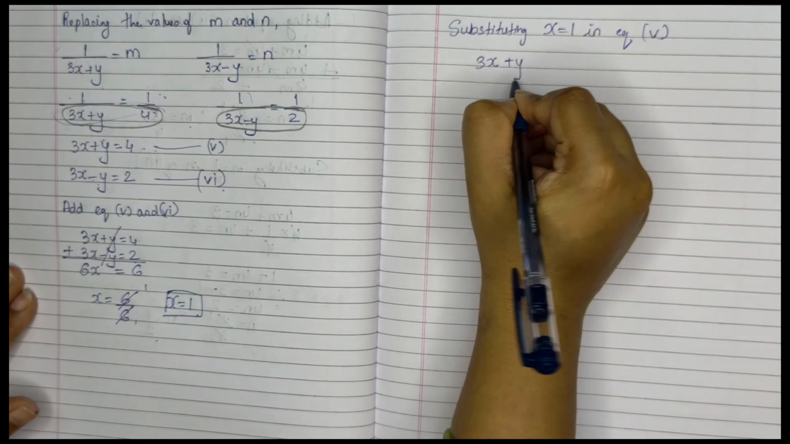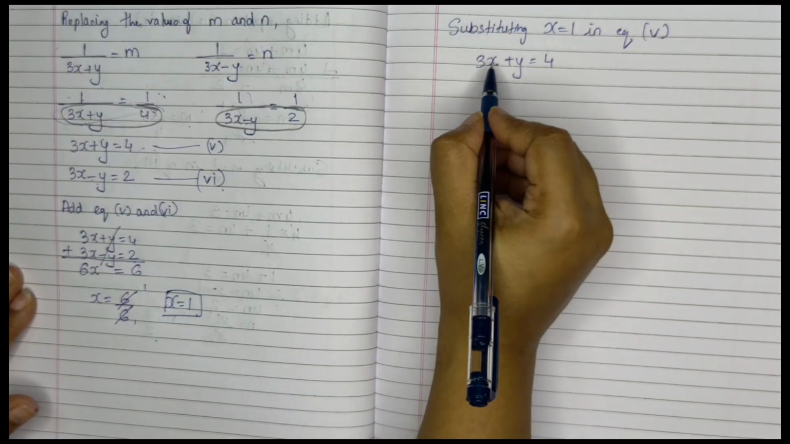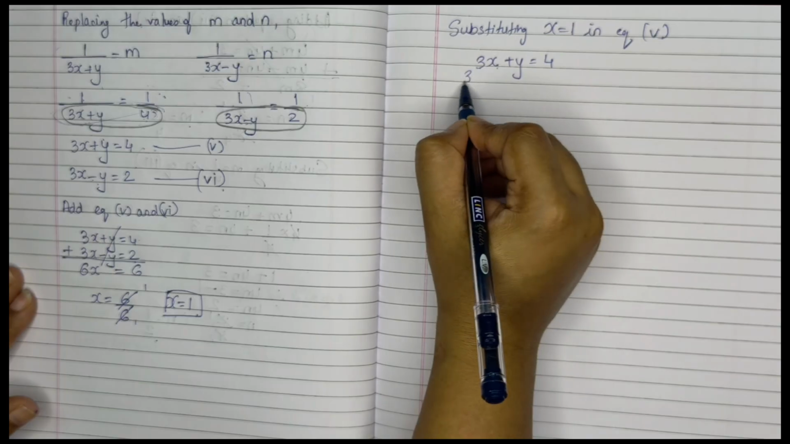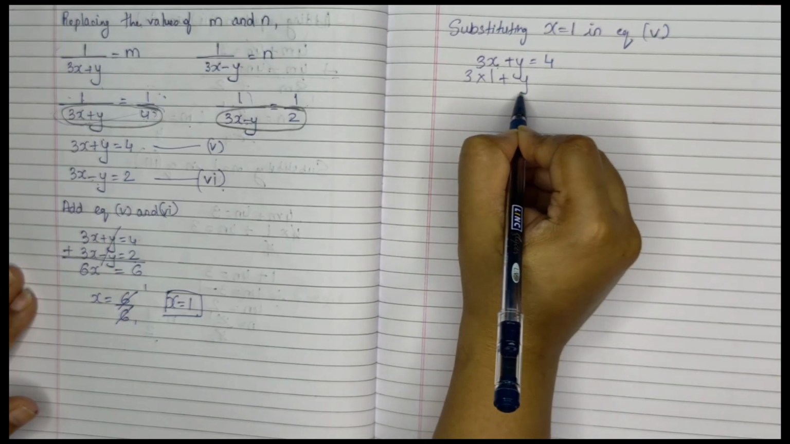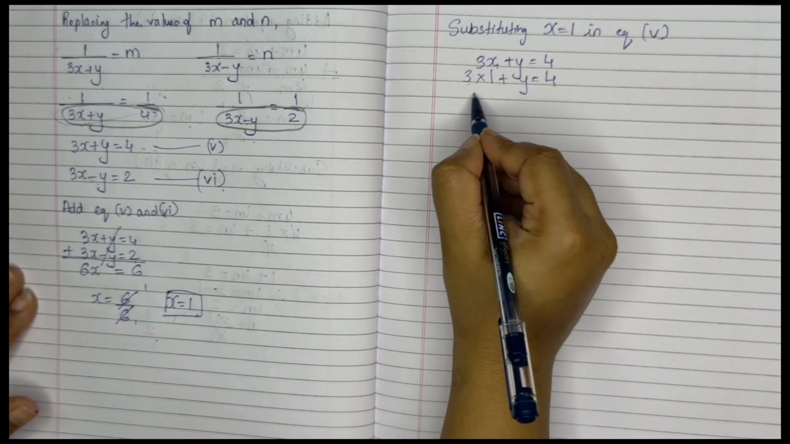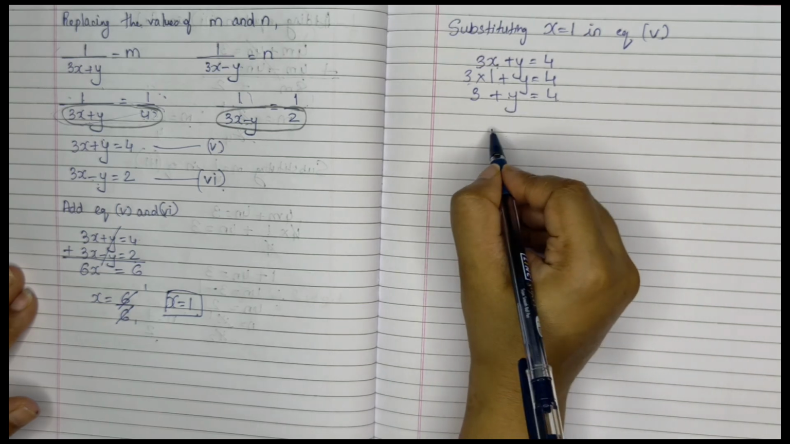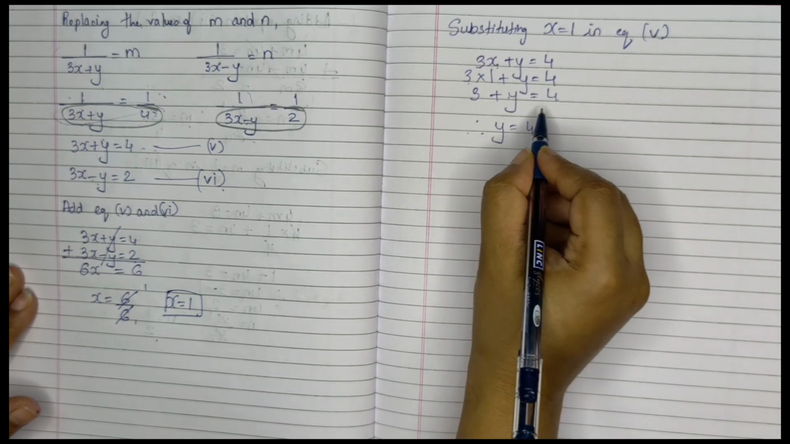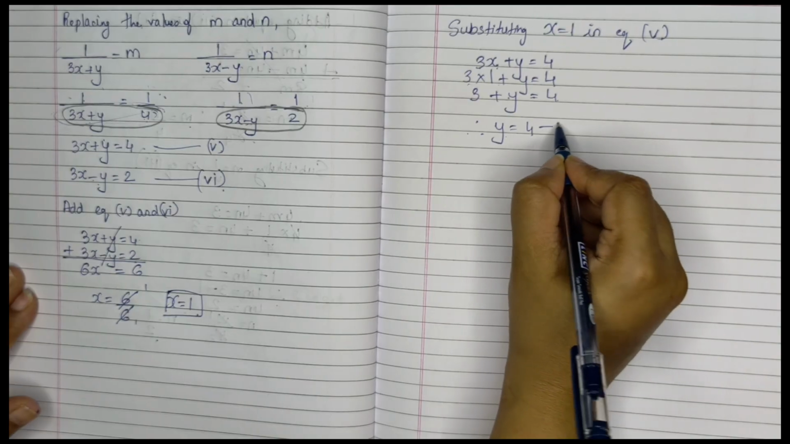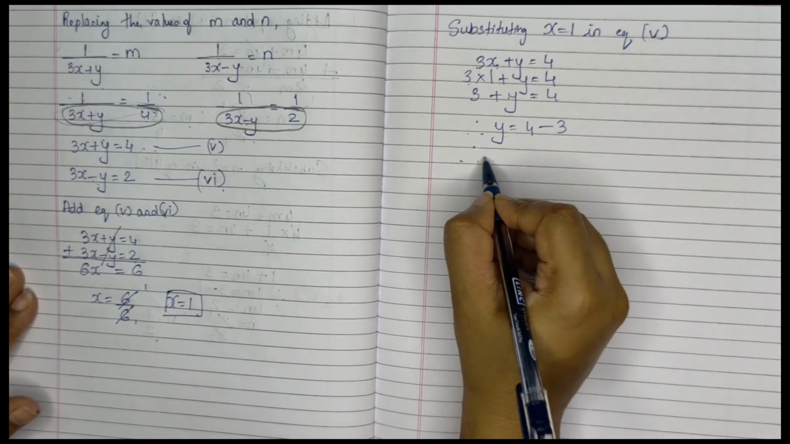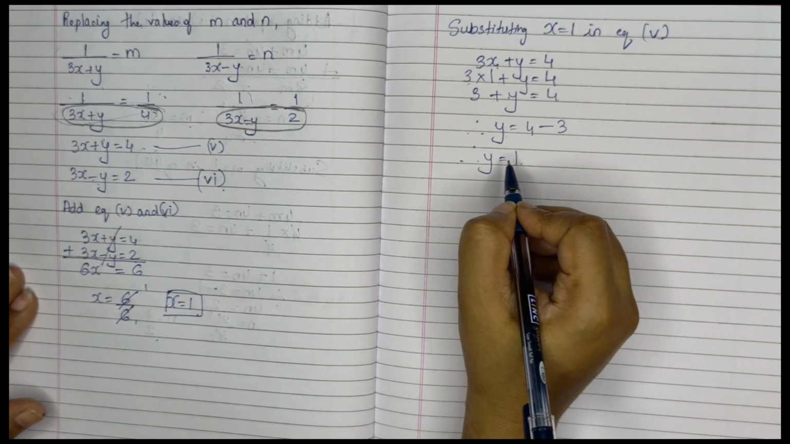3x plus y is equal to 4. Okay, 3x. So x is 1. 3 into 1 plus y is equal to 4. 3 ones are 3, plus y is equal to 4. Now y is equal to 4, and this 3 you bring it on the right hand side, it becomes minus 3. So therefore y is equal to 1.